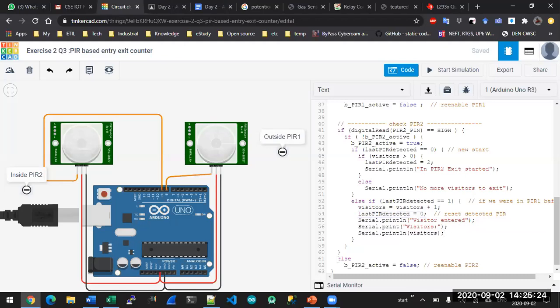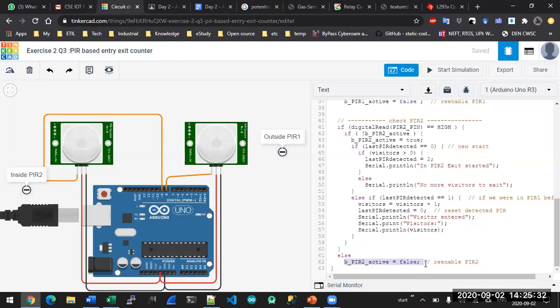And similar to the above condition, if PIR2 is not active, we just make that variable false. Okay, so we will simulate this, so you will get a better understanding.